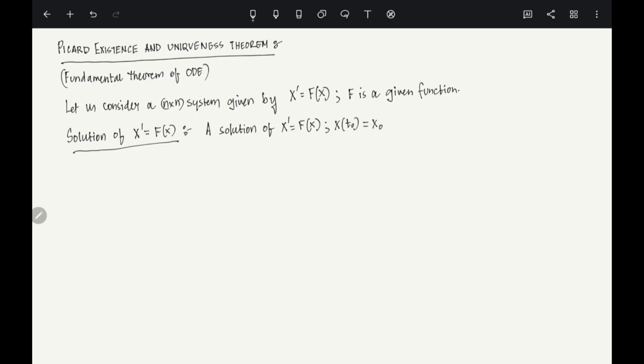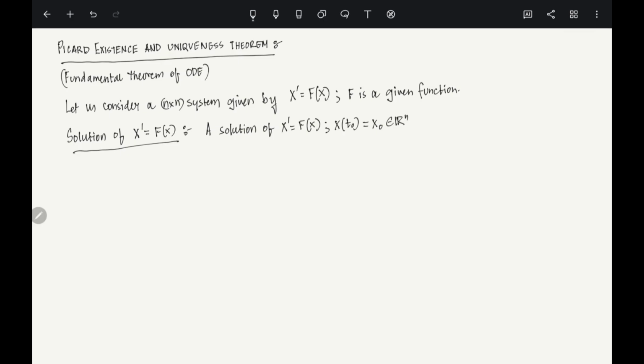Essentially x prime equals f of x is the rule according to which the particle moves, and initially at time t equals t naught, you can take t naught to be 0 also, the position is x naught, which is in Rn. So we are talking about an n cross n system.